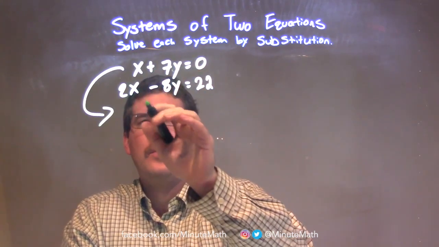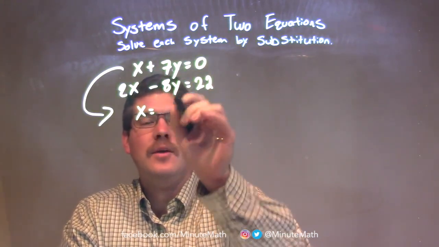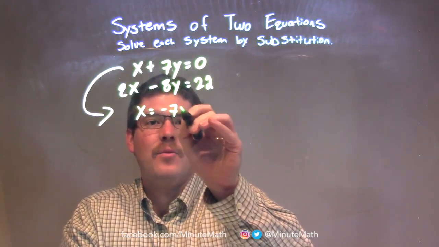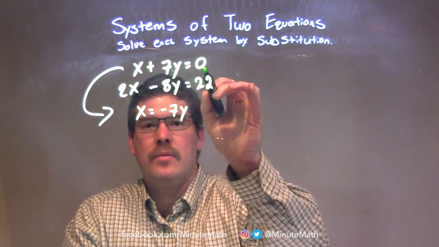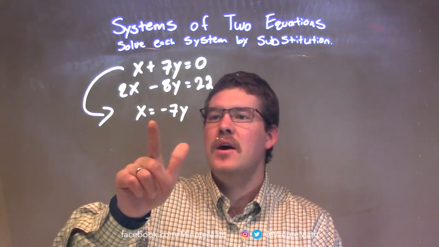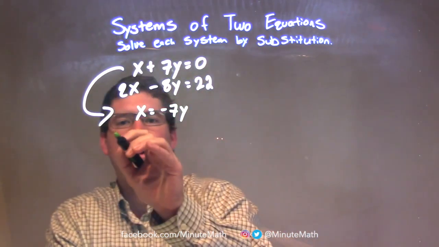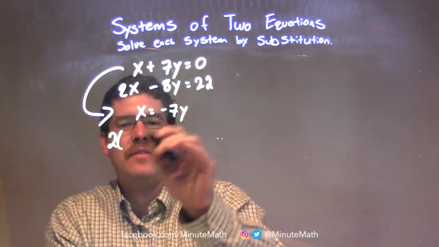So I'm going to rewrite it, put it below, and I'm going to subtract the 7y from both sides. So that can be rewritten as x equals -7y. You can see that I'm subtracting 7y from both sides. From there, it's kind of a little double substitution. We can see x is -7y. So when I rewrite the second equation, I have 2 times, I'm going to put -7y in for x.